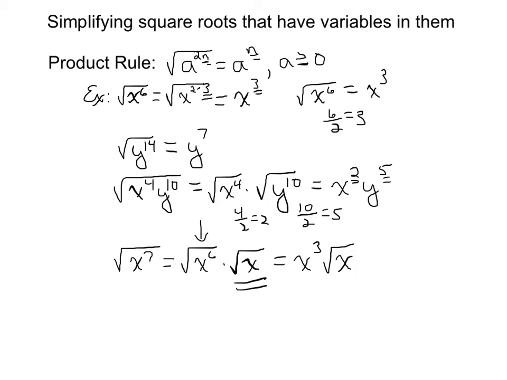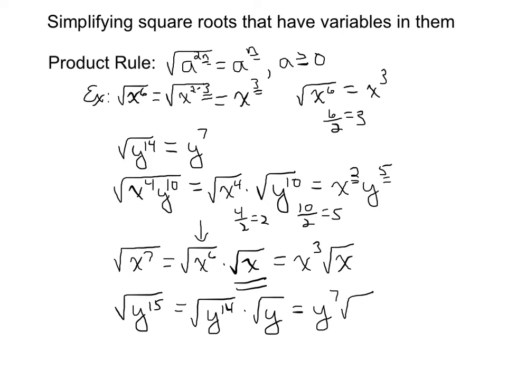Let's try another one. Suppose I have the square root of y to the 15th. Well, again, that's an odd exponent, so I look at the even one that is in there. That's going to be y to the 14th, and I'm going to have 1 left over. So now the even one, y to the 14th, how many pairs are there? There are 7, so that's y to the 7th, and then I have a y left under the radical.